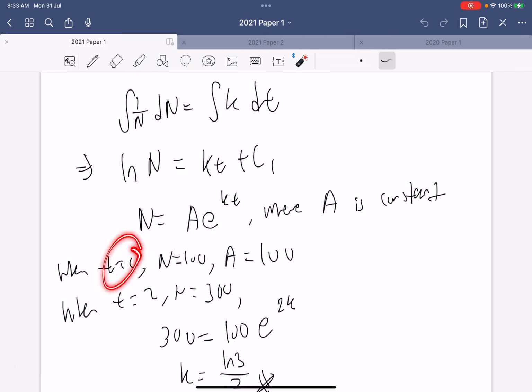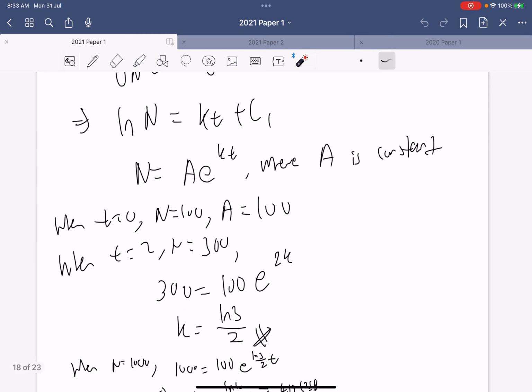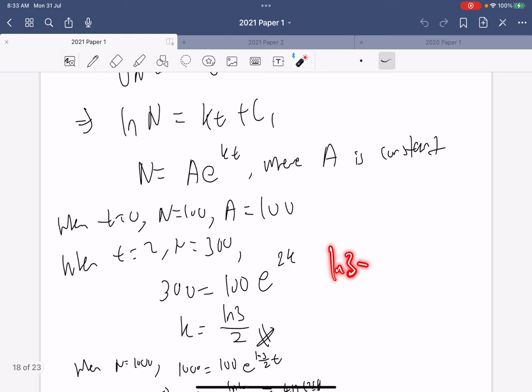So when t equals 0, n is 100. So a must be 100. So you see, you don't need to go find c now because e^c is still just one constant. So just finding a is enough. When t is 2, n is 300. So it's 300 over 100. You divide it over, you just get 3. Then you take ln: ln 3 equals 2k. So k equals ln 3 over 2.